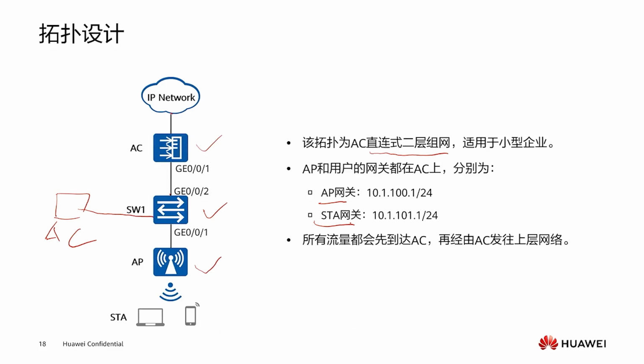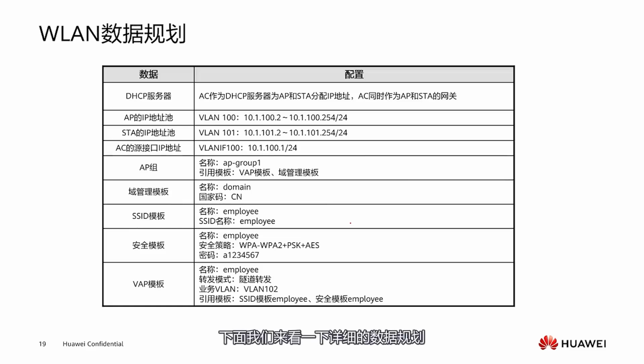Next, let's look at the detailed data planning. As already mentioned, the gateways for AP and STA. So, this gateway is associated with an address pool. The first address is the gateway, and from the second address to the last one are addresses that can be allocated from the pool. Now, the source interface IP of our AC.